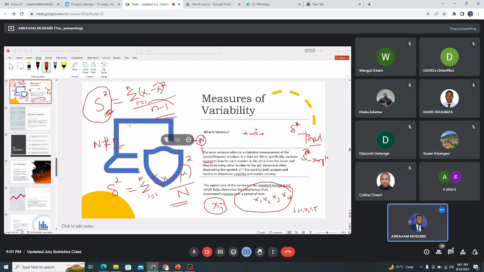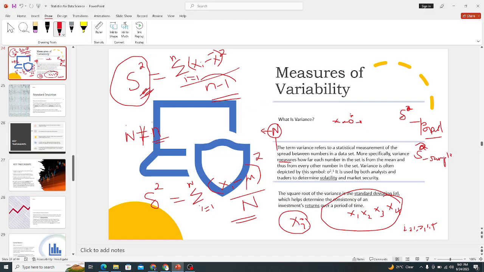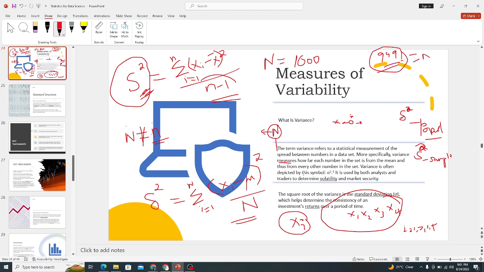Right. Let me just use an example. Let's assume we have a population of 1,000. So this is our capital N. When we are talking about n minus 1, we are talking about maybe 1,000 minus 1, which is 999, meaning still this is not equal to n. Still this is not equal to 1,000.